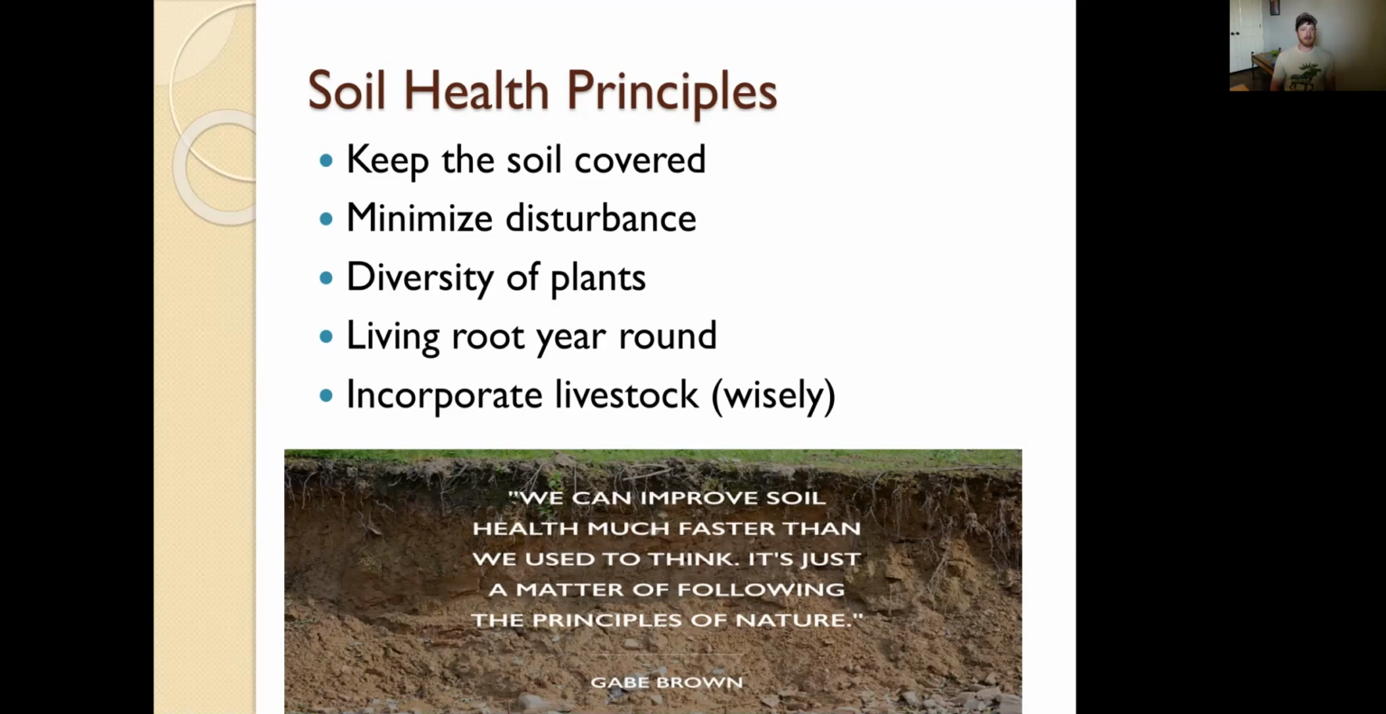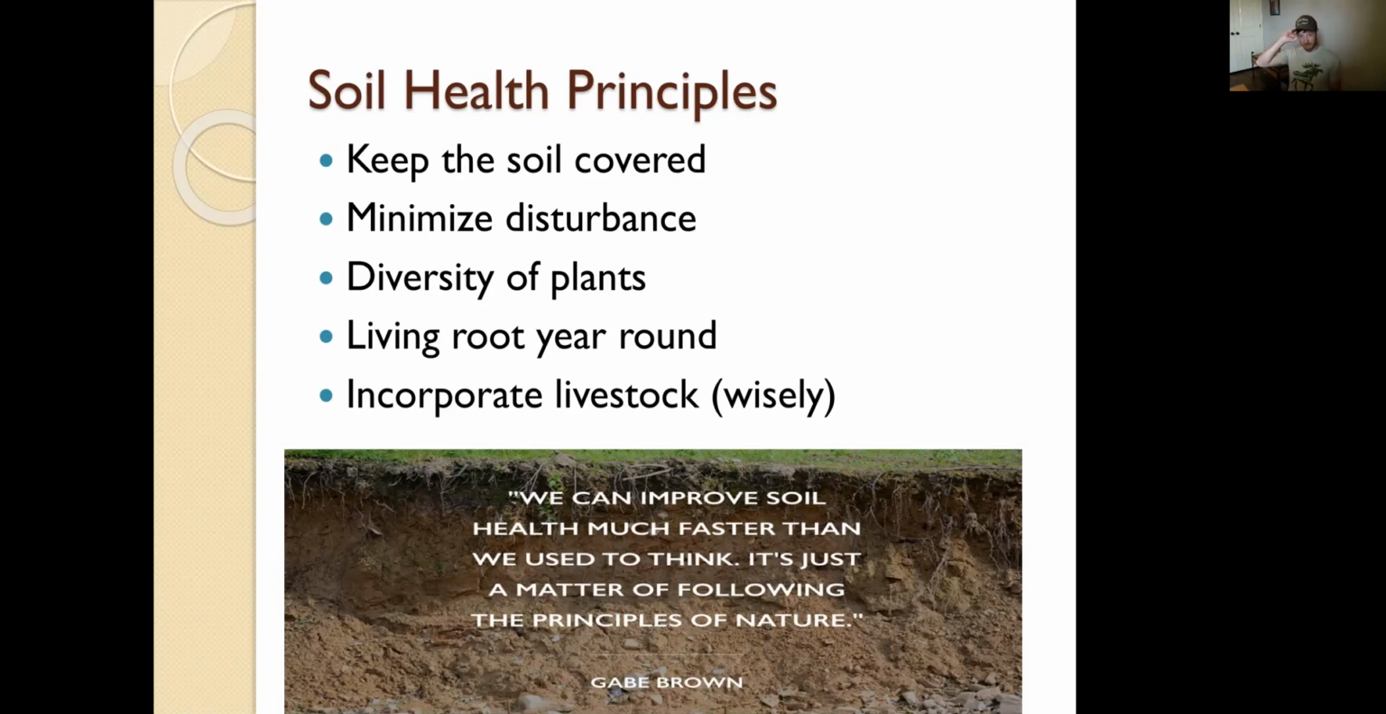Native prairies have a very diverse plant community, upwards of 150 to 200 different plant species in the majority of intact plant systems. Number 4, keep a living root in the soil. We say year round, but as long of the year as possible. And then soil health principle number 5, that is to incorporate livestock. A lot of the soils in the world evolved with animal impact. So reintroducing that principle in a lot of soils that haven't seen animal impact can have some pretty positive results.